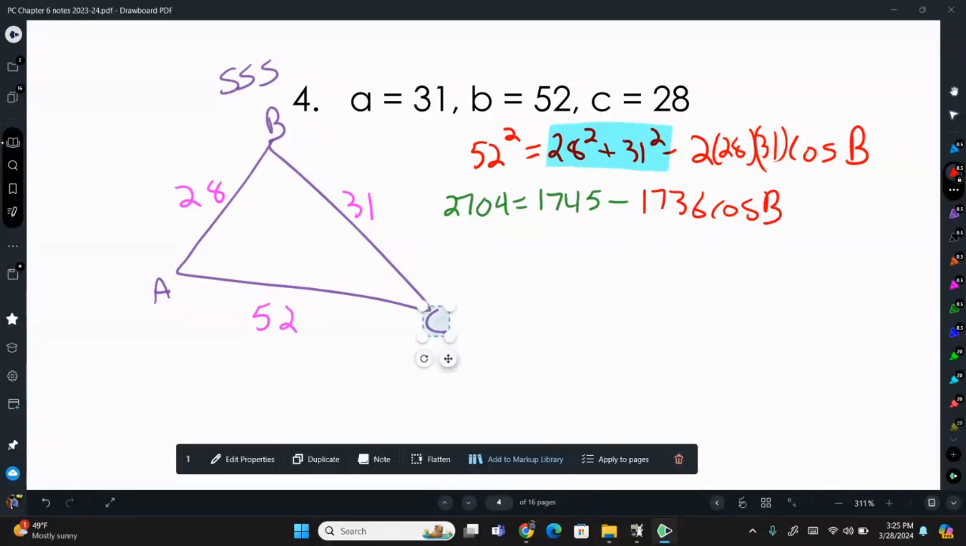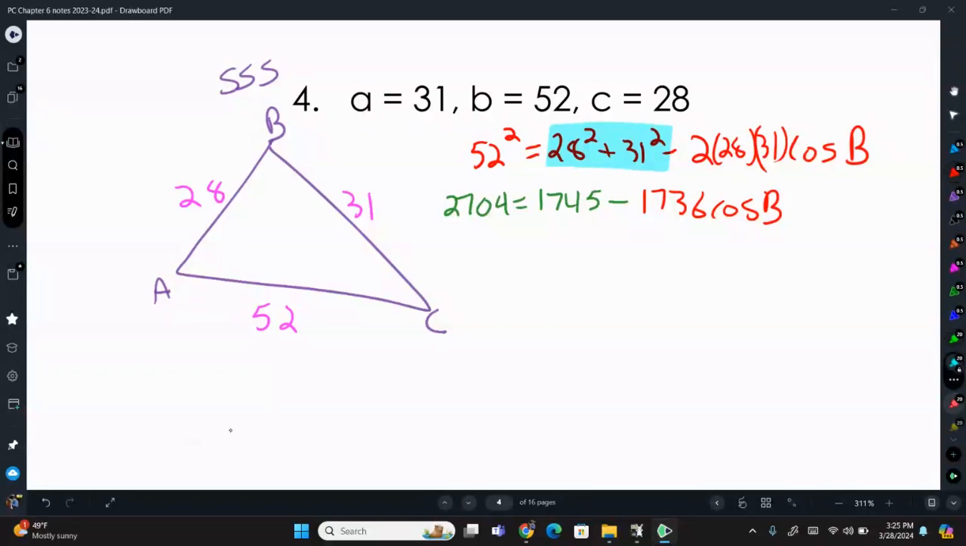So now we have to solve this. Now, for whatever reason, people like to subtract these 2. You can't do that because over here, this is being multiplied by the cosine of B. You wouldn't do 1,745 minus 1,736x. You wouldn't combine those. You know you can't because they're not like terms. So don't do that in this problem. So we're going to subtract 1,745 from both sides.